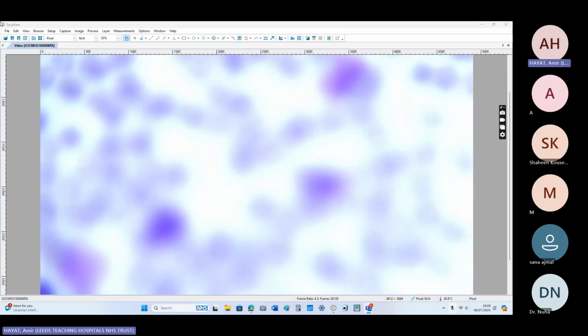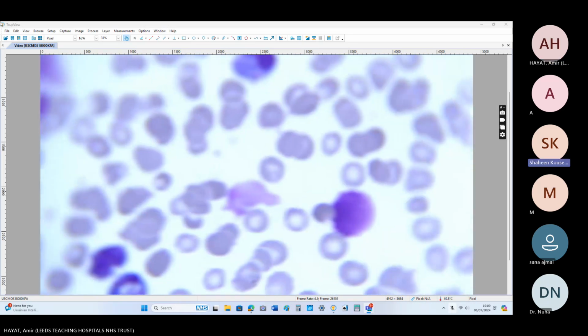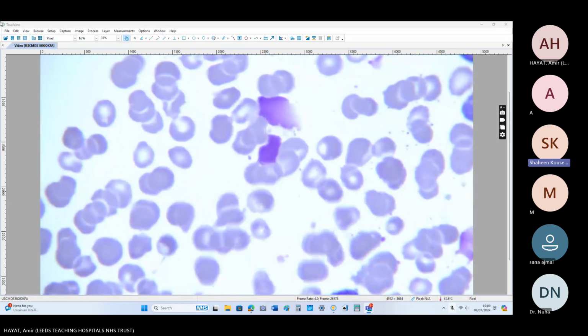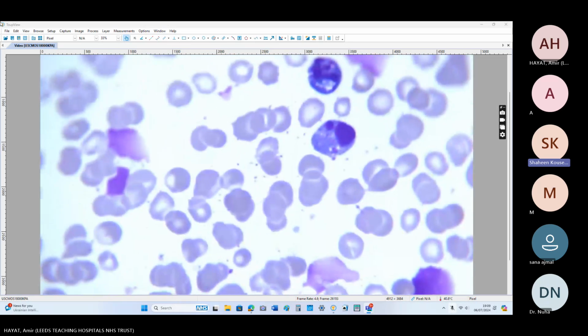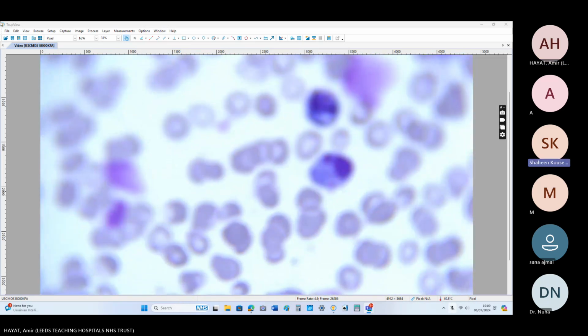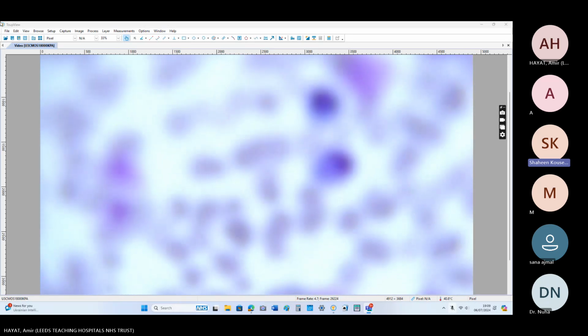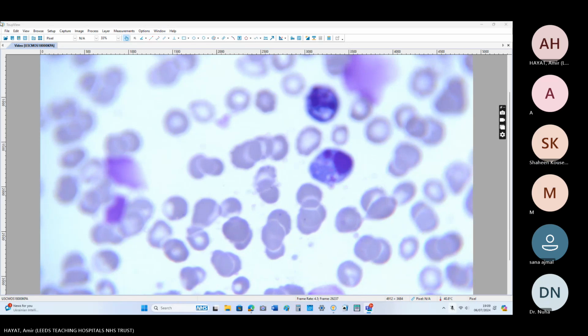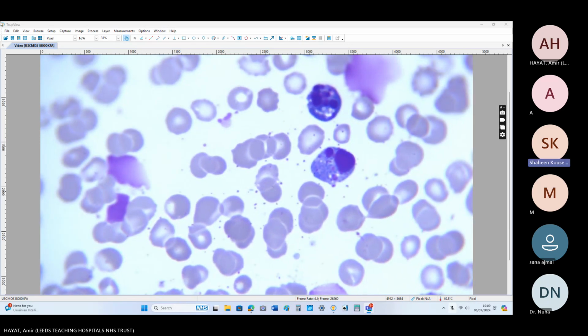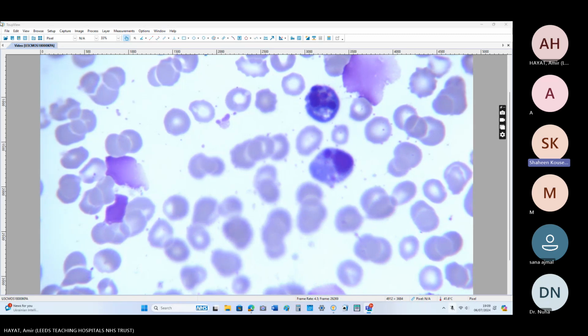How would you report for exam purposes? The slide shows increased number of abnormal lymphoid cells, and these cells are medium size with basophilic cytoplasm and vacuolations. Nucleus is round with open chromatin, while the red cells are a bit hypochromic, and platelets reduced.